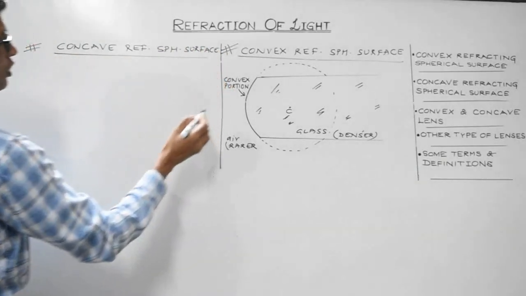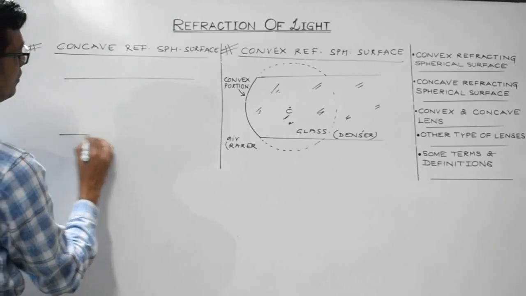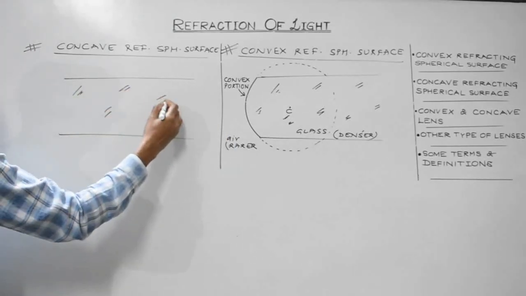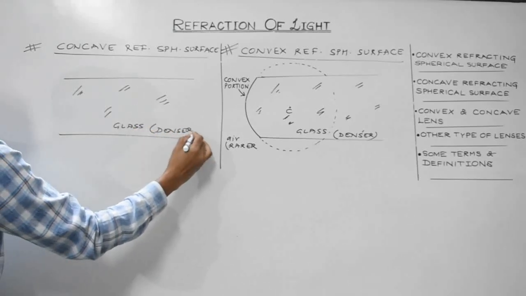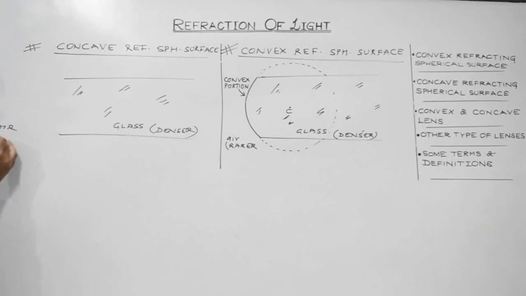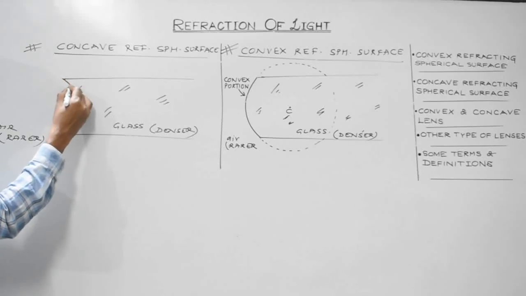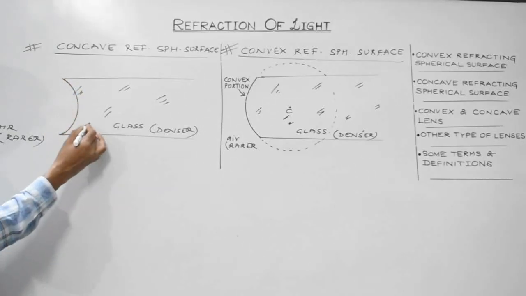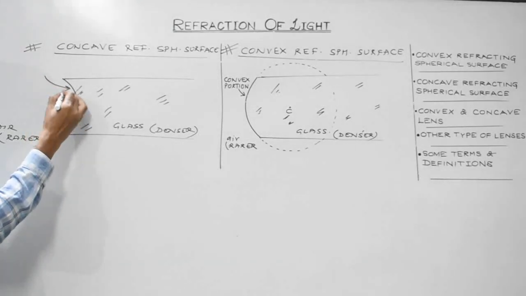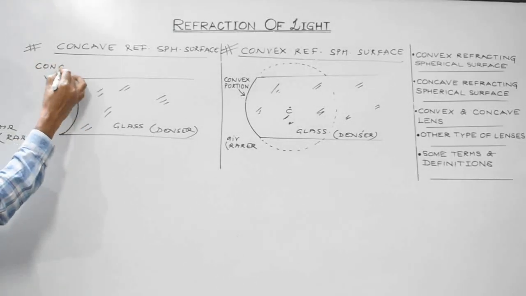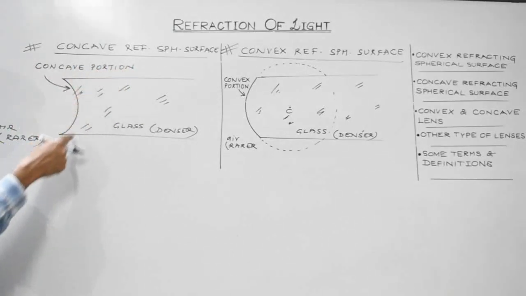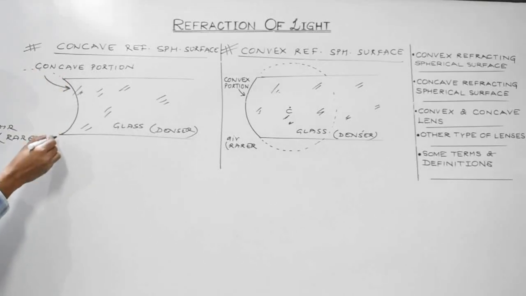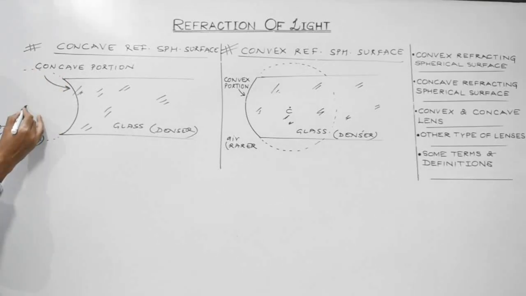Now look, this is also a transparent refracting medium, made up of glass, so obviously it will act as a denser medium. And this is air, which obviously acts as a rarer medium. In this case, the concave portion is towards the rarer medium. This is the curved surface, which is the concave portion. And this curved part is a part of a sphere, whose center of curvature would be somewhere over here.